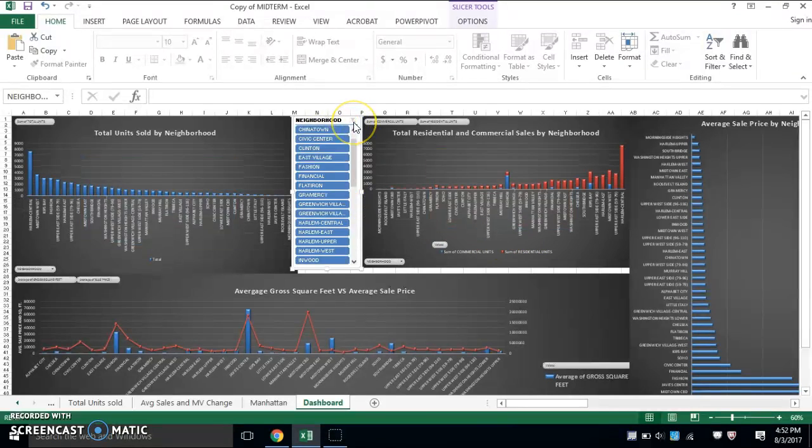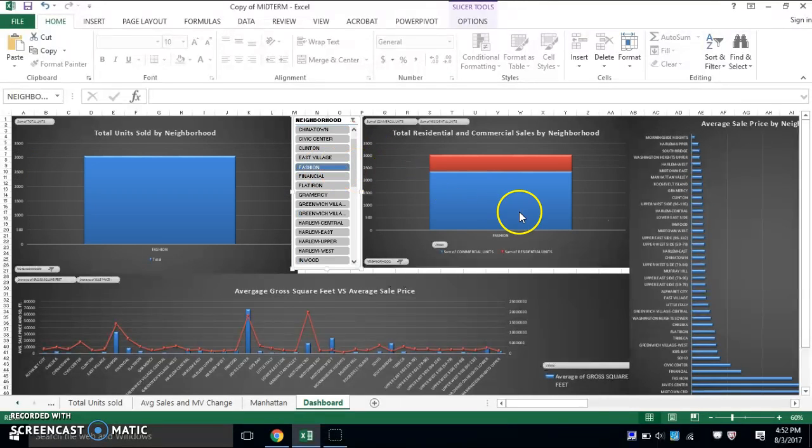If we click out of that filter, and you see on the graph over here, there's a little blue mark that says fashion. Now that seems like a little bit of an outlier. We'll click on that. You see there's a lot of commercial units being sold in that area, which might infer that there's a lot of business going on in that area.